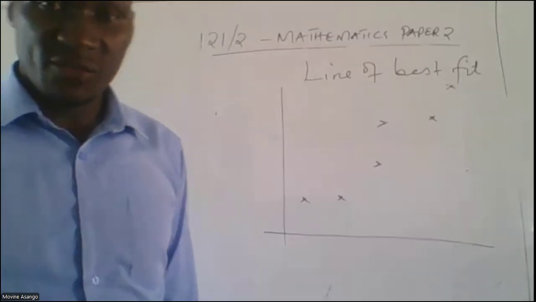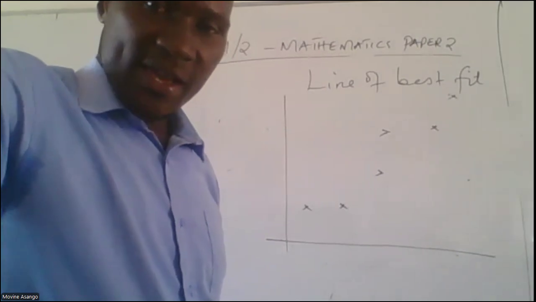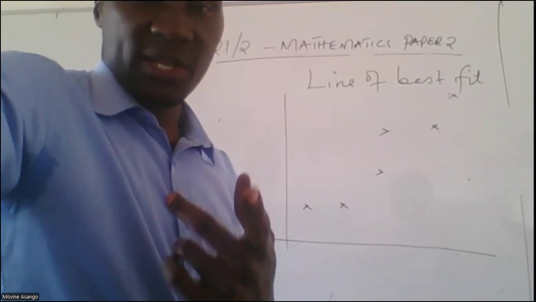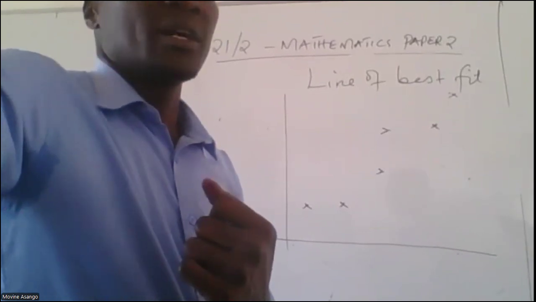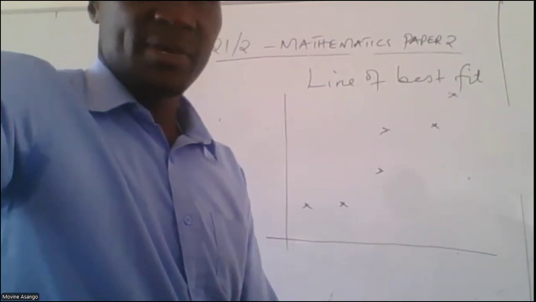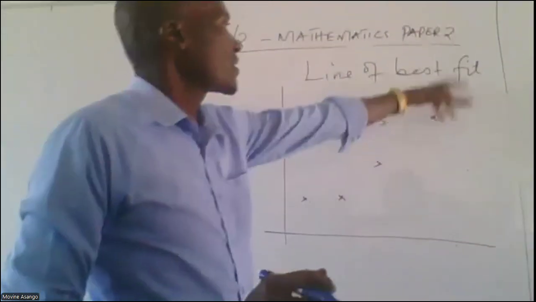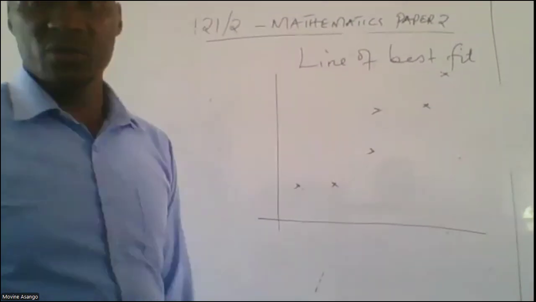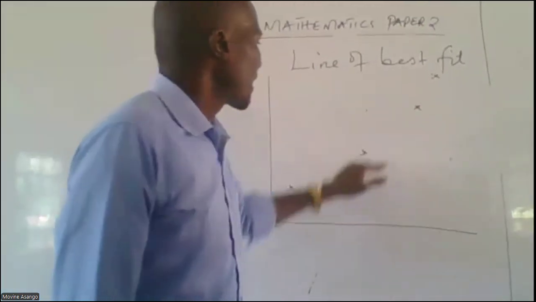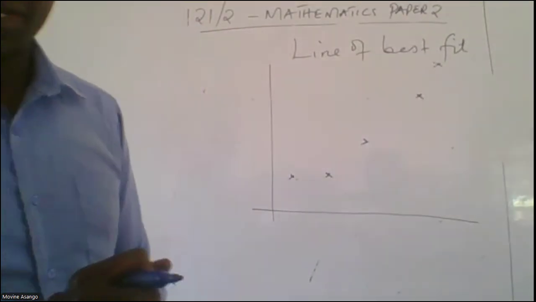I want to explain what line of best fit is. In physics, we teach line of best fit differently as opposed to mathematics. What we say in physics is that the line of best fit must pass through the majority of the points. For example, if I had 6 points, then the majority will be 4, so at least 4 points will be on the line. If I had 5 of them, then at least 3 of them will be on the line. But that is not what we are dealing with in mathematics.